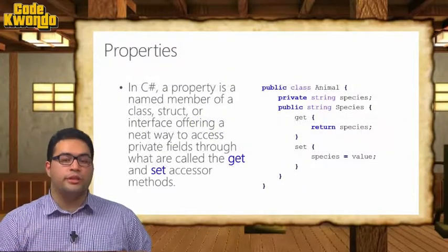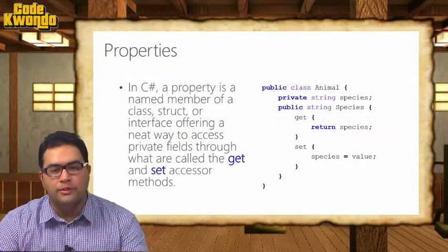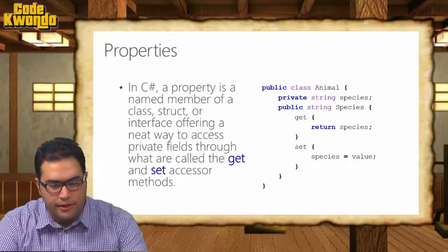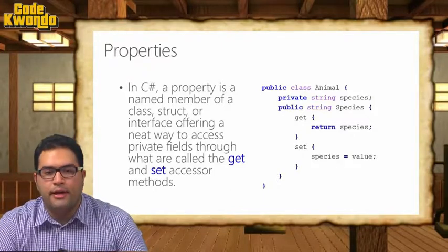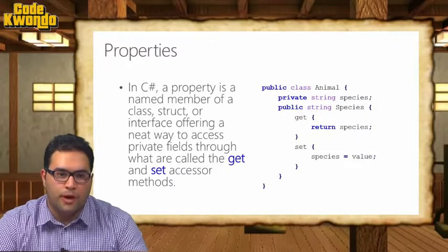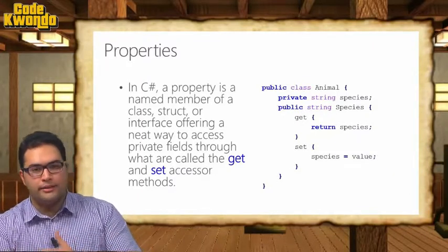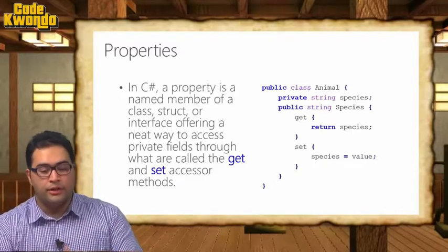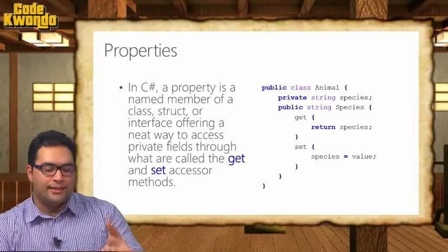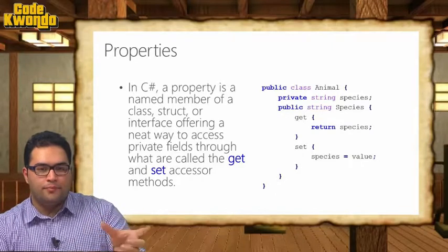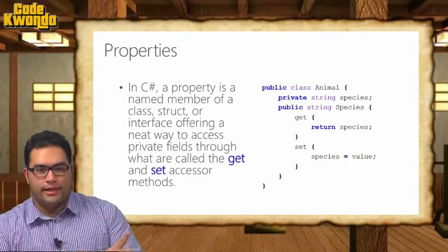Now here's something that's really cool. You're probably used to writing getters and setters in Java. Well, in C# we've got a language feature called properties. A property is essentially a named member of a class or interface or structure, and it offers a neat way to access private fields through these get and set accessor methods.